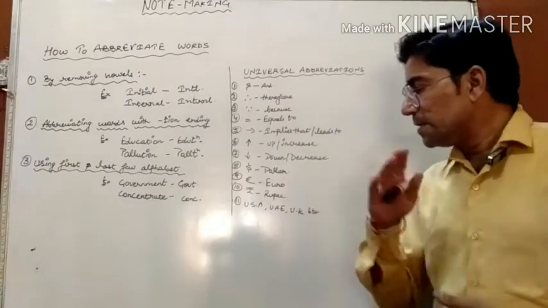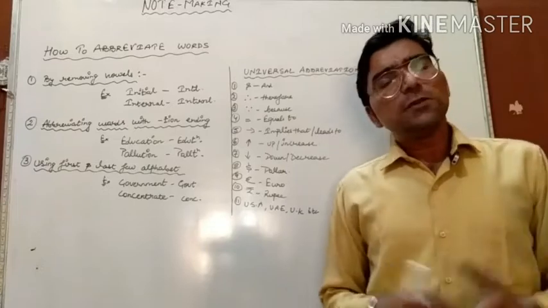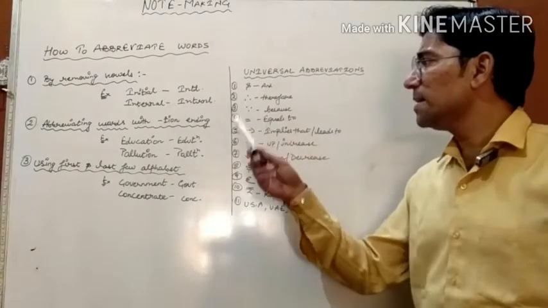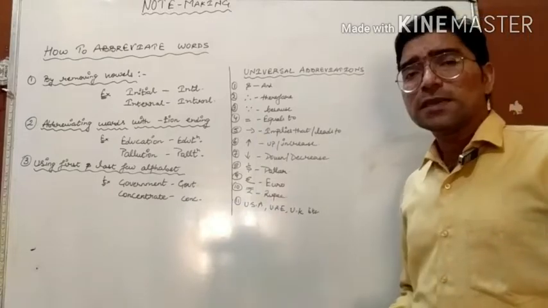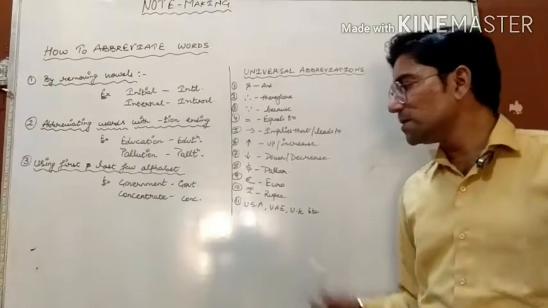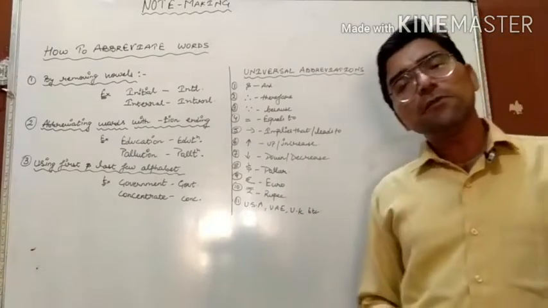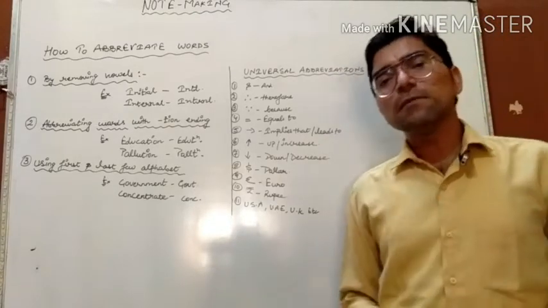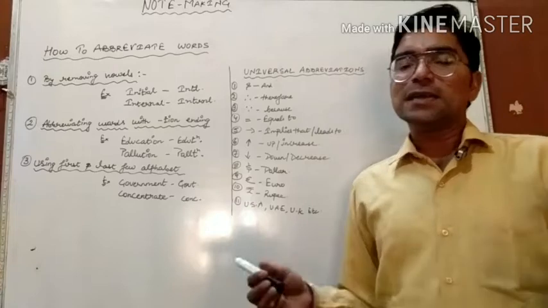There are only 11 universal abbreviations written on the board, but there are more than that. But you need to learn only these 10 or 11. Starting with the simple ones: and, then therefore, then three dots, because, equals to, arrow pointing right side implies that or leads to, arrow pointing upwards increase, arrow pointing downwards decrease, sign of a dollar, signs of other currencies like euro, rupee, and the names of countries like USA, UAE, and UK: United States of America, United Arab Emirates, and United Kingdom.